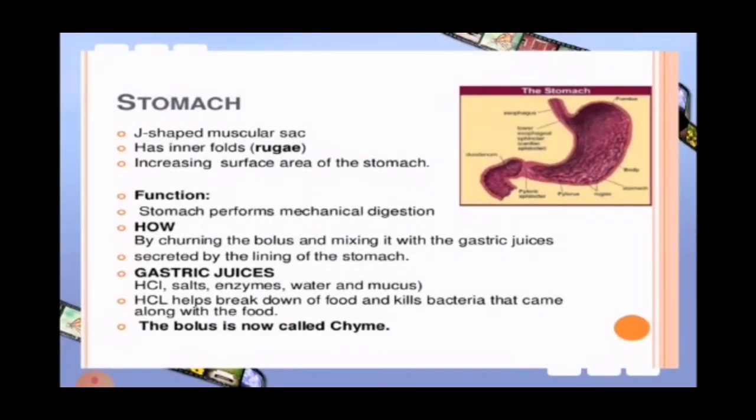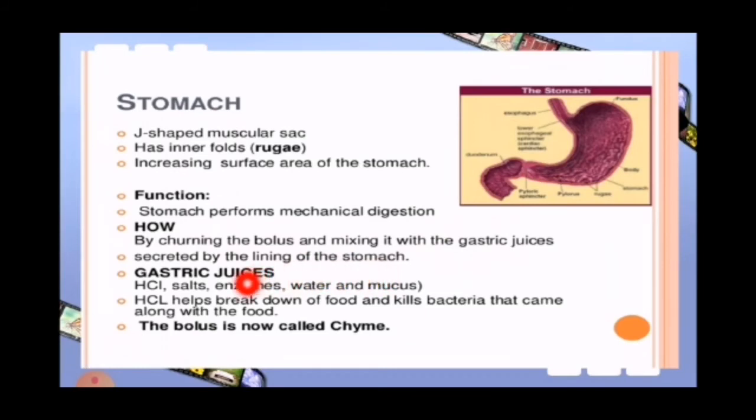Now the stomach. It is a J-shaped muscular sac, just like that. Just look here, it has inner folds, increasing the surface area of the stomach. Now, function: the stomach performs mechanical digestion. Then how? What is the process? By churning the bolus and mixing it with the gastric juices secreted by the lining of the stomach.